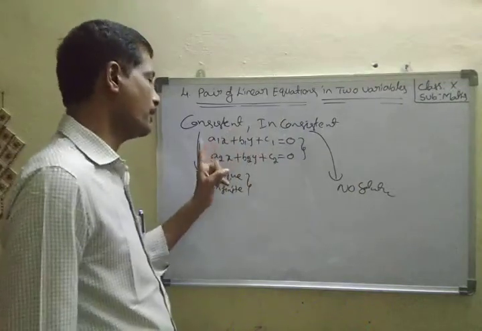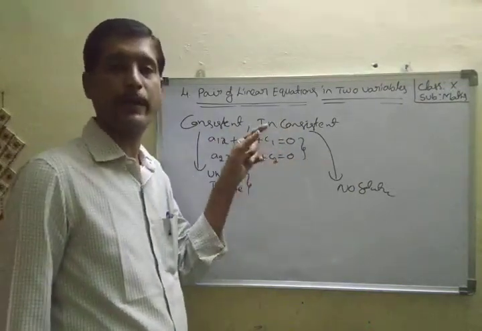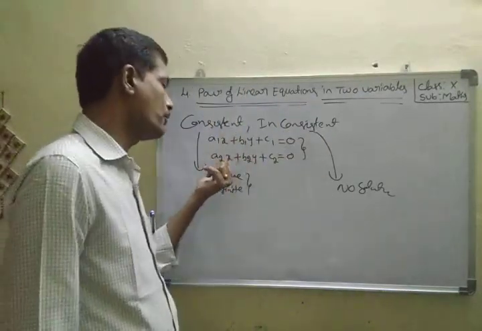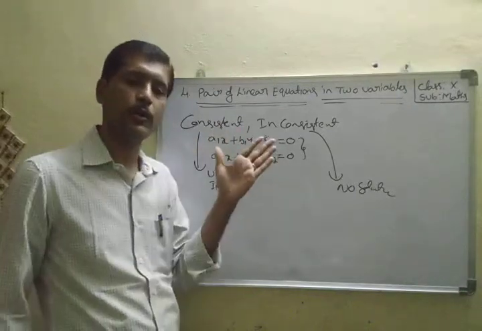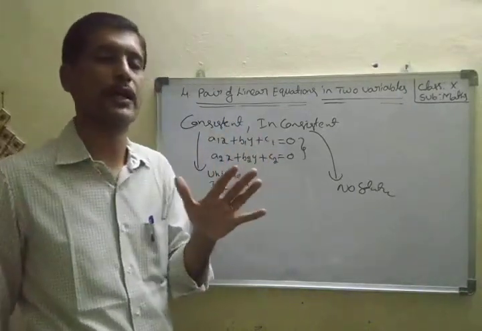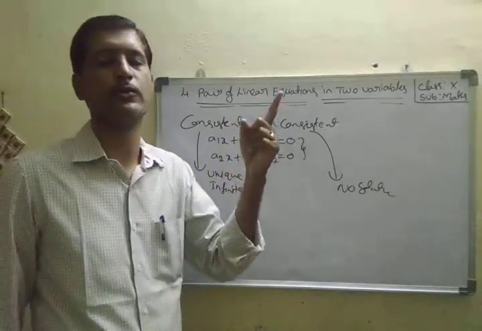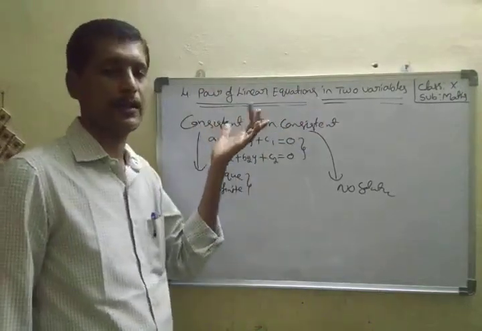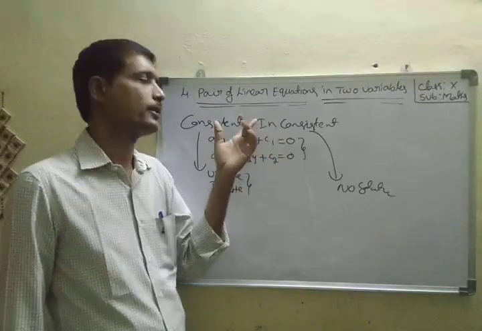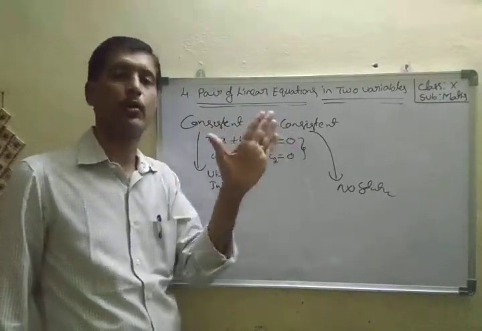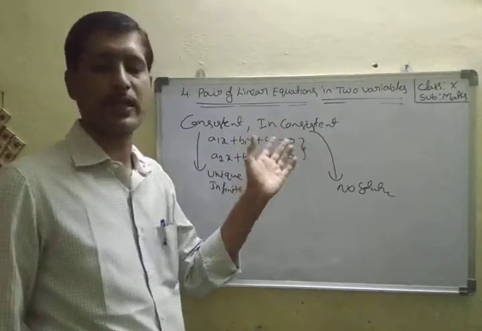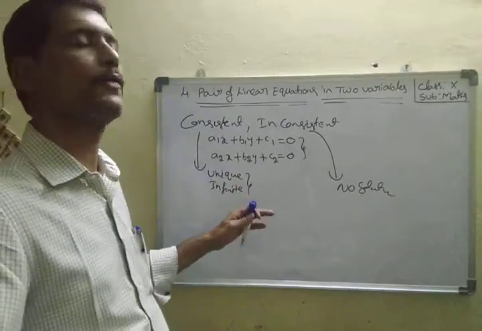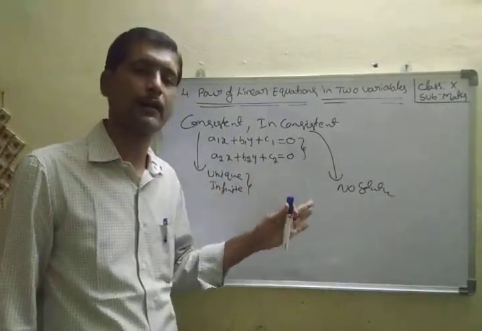Here unique solution means a1 by a2 not equal to b1 by b2, that is only one solution. Or a1 by a2 equal to b1 by b2 equal to c1 by c2, that is the infinite solution condition, meaning many solutions. Therefore the two equations have only one solution or infinite solutions, that is called consistent. If the two equations have no solution, that is called inconsistent. Sometimes one more question is given: any two equations are given, consistent or inconsistent? Check that one. Check a1 by a2 not equal to b1 by b2.